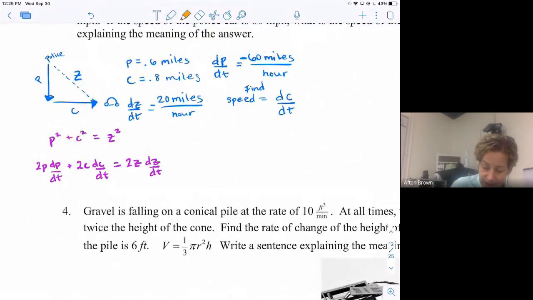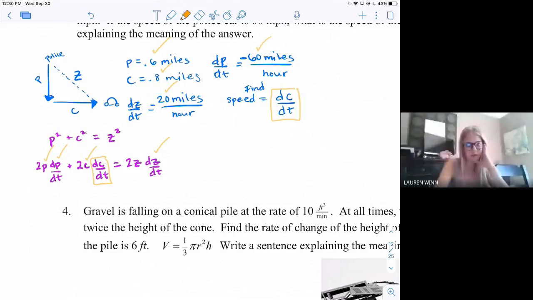Okay, we are asked to find dc dt. So this is the thing I'm trying to find. I should have a number to plug in for every other variable. Well, they told us P is 0.6, so I know what to plug in there. They told us C is 0.8. They told us dz dt, and they told us dp dt. So what's the only variable we have to figure out on our own? Z. Very good, Lauren.